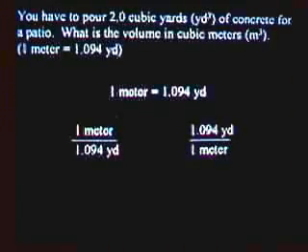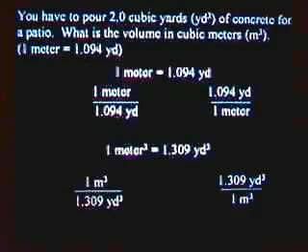Obviously 1 cubed here will stay just 1 on the meter side, but if you take 1.094 and cube it, then you'll come up with a new volume equality. So the 1.094 cubed actually is 1.309. So we changed a length equality to a volume equality by cubing both sides of the equality, both the unit and the number. So now we can solve our problem.